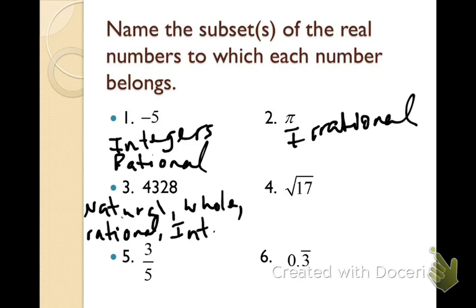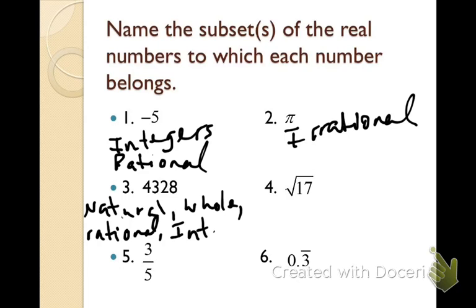Barbara, how about number 4? What do you think? I did natural number. Natural? Yeah. Okay. Do we count using the square root of 17? You go 1, 2, 3, square root of 17? No, right? Remember our natural numbers is what we used to count, right? It's okay. It's all right. Let's help her out. It's not a natural number.